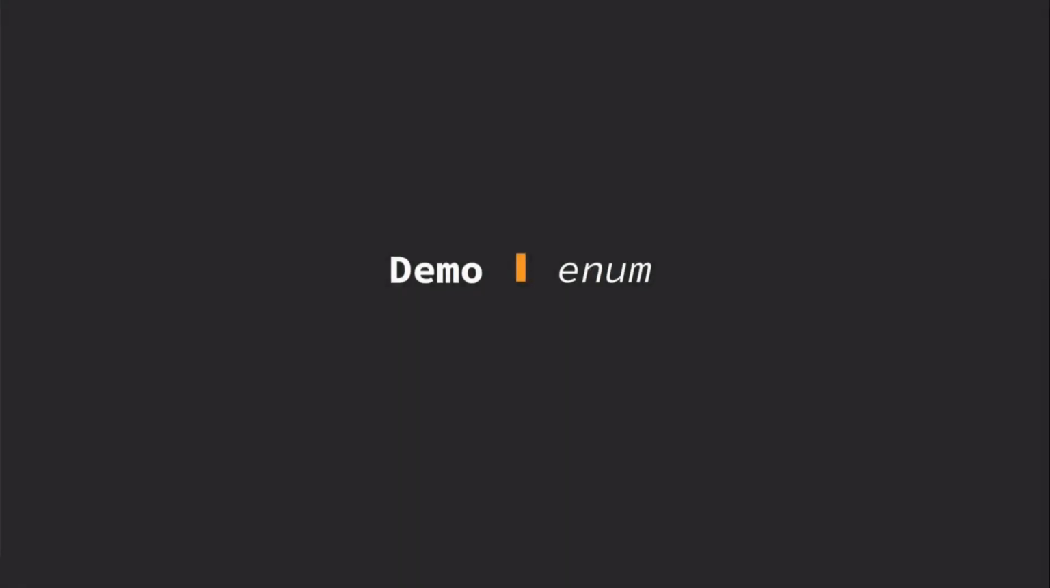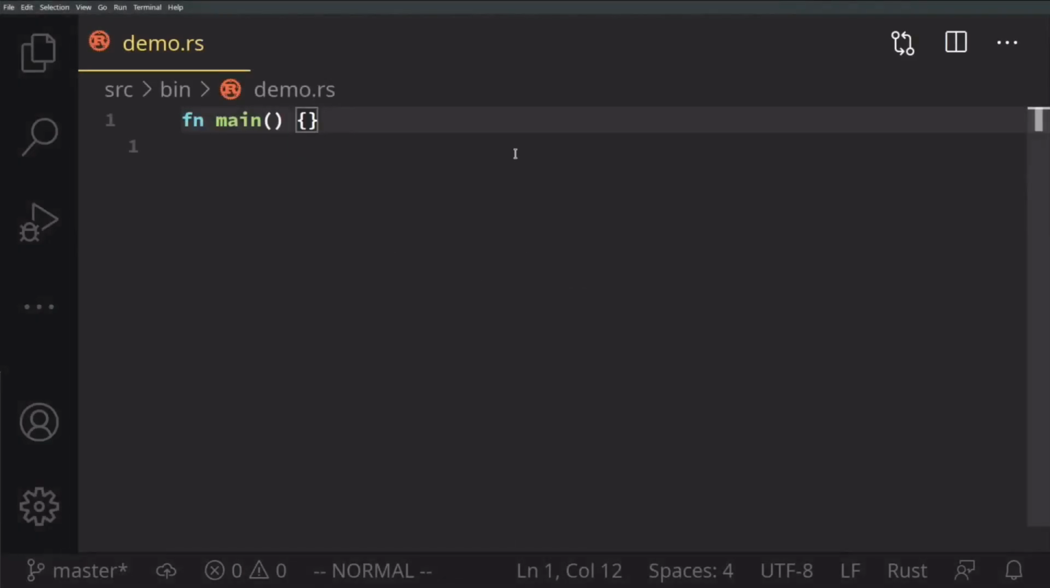In this demo, I'll be showing you how to use the enum keyword to create enumerations in your code. So I'm going to be creating an enum that is used to go either left or right. To create an enum, use the enum keyword.